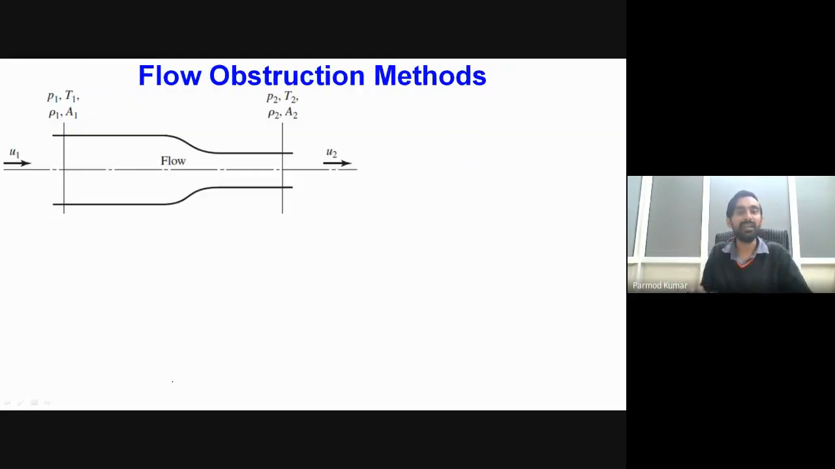Now, let us see some of the methods based on differential pressure in order to obtain the flow rate or the average velocity field.